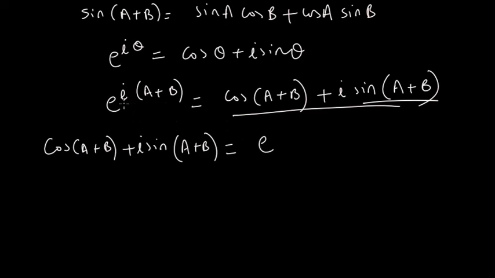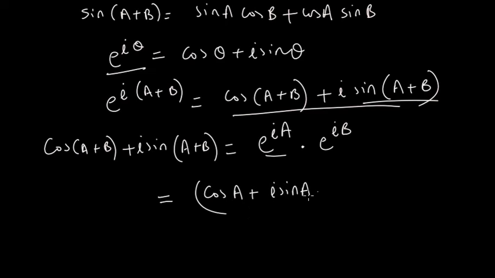So here I have e to the power iota theta, right? So I can write it as e to the power iota a into e to the power iota b. Okay, so this is also equal to this, right? If I put a here, it will look like cos a plus iota sin a, times cos b plus iota sin b, right?